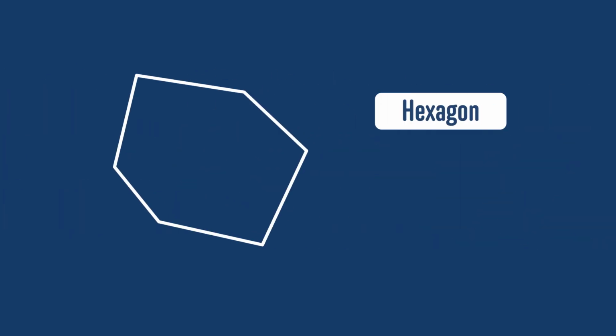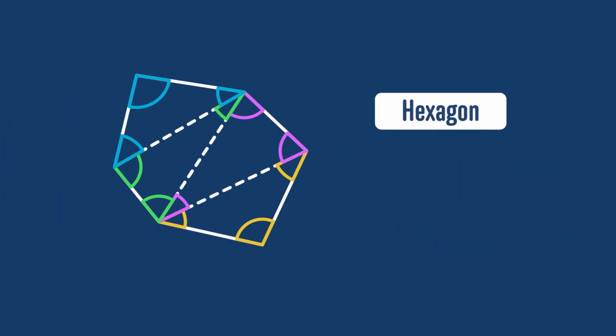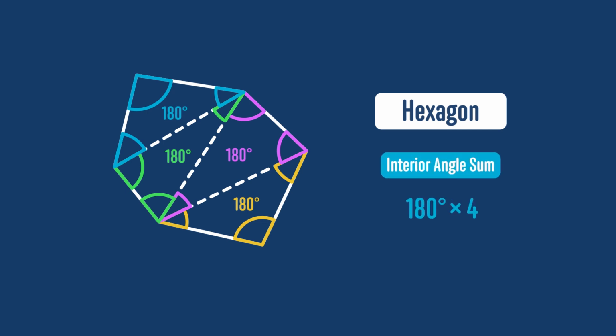A hexagon, that's a 6-sided shape, could be split into 4 triangles, giving us angles that add up to a total of 180 times 4, or 720 degrees.